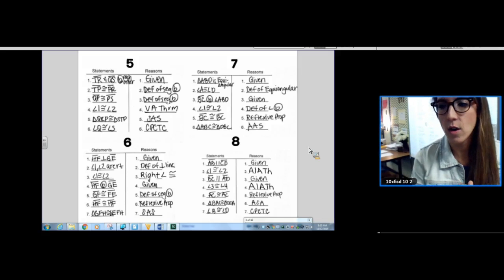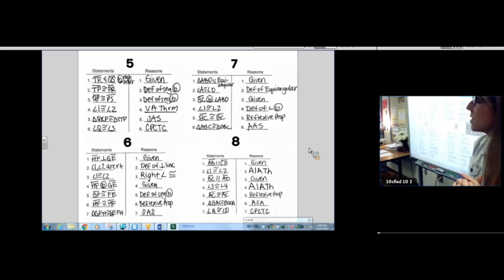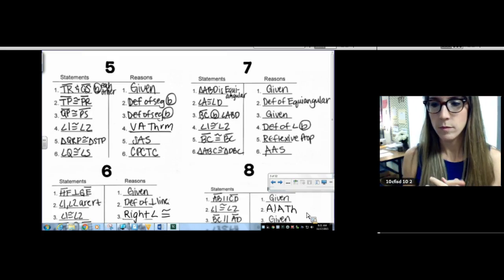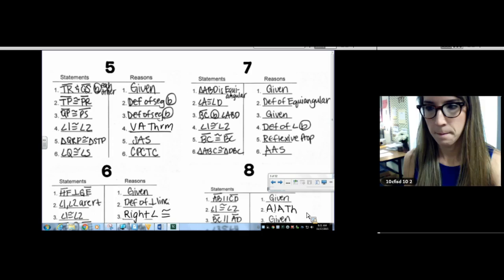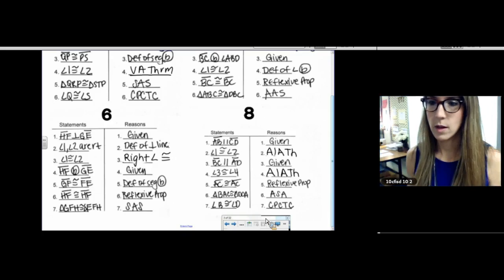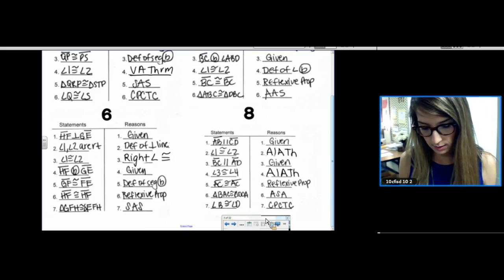Okay, so here are the homework answers to proofs number 2. Zooming in on 5 and 7. And then zooming in on 6 and 8.